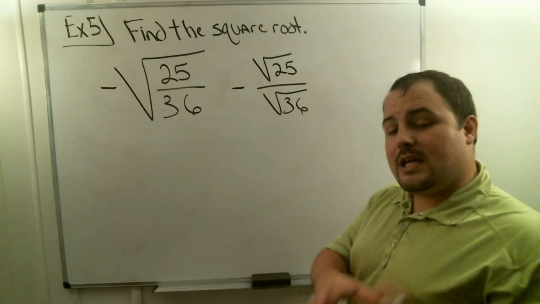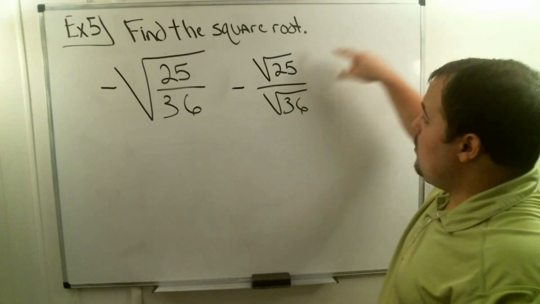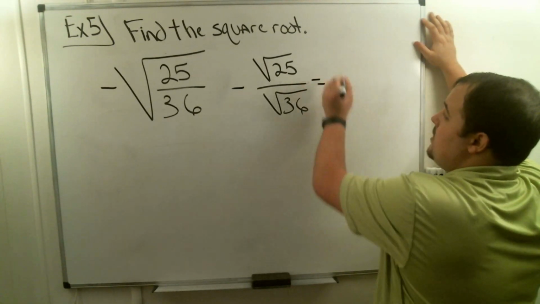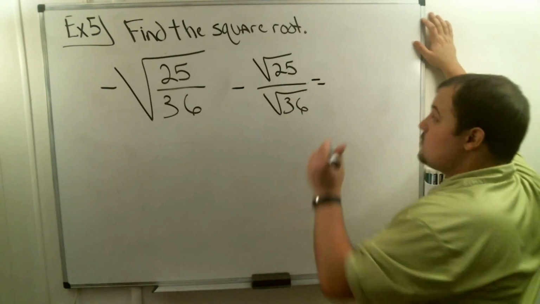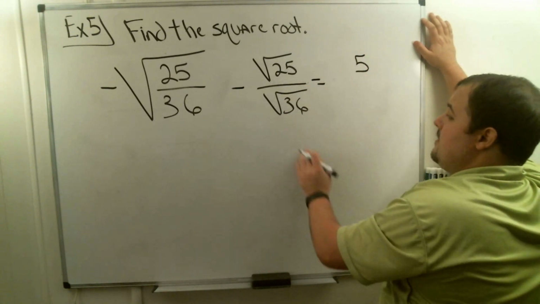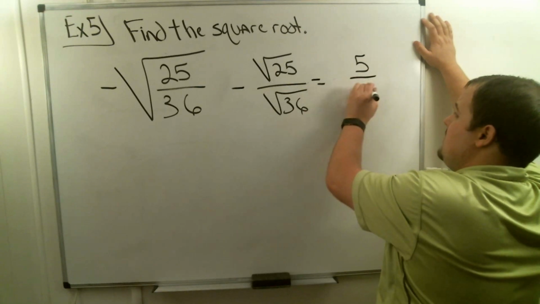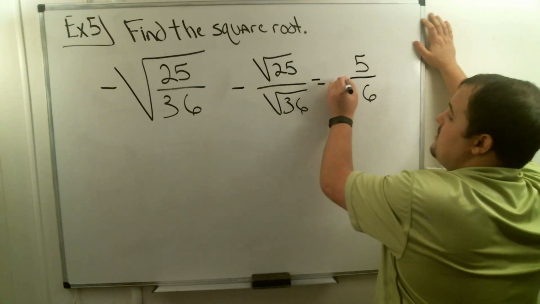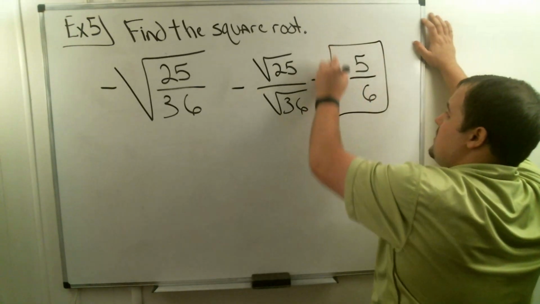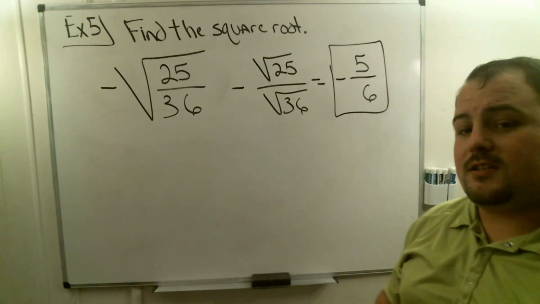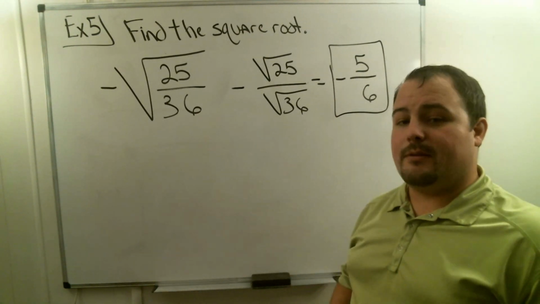So we're going to make this answer a negative number. Well, we know that the square root of 25, based on the fact that it's a perfect square, equals 5. The square root of 36 equals 6. So our answer is negative 5/6, because we want the negative answer. And that's all we've got to do for this problem.